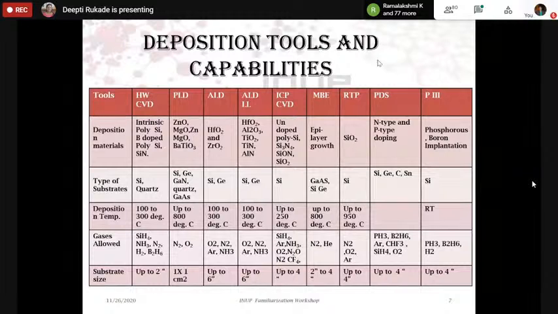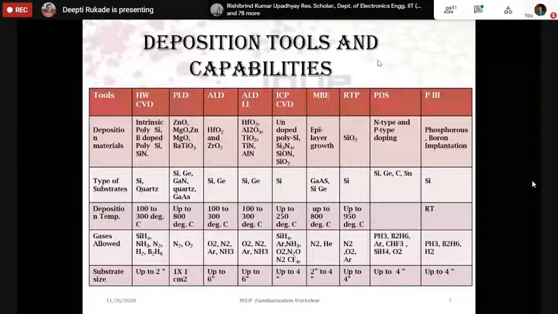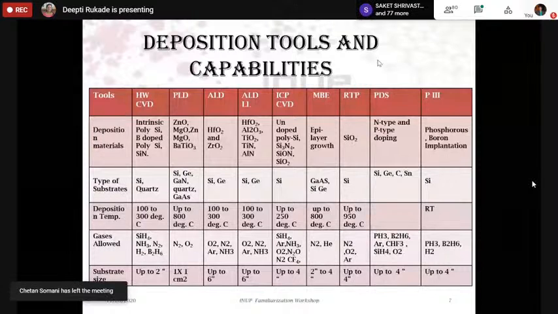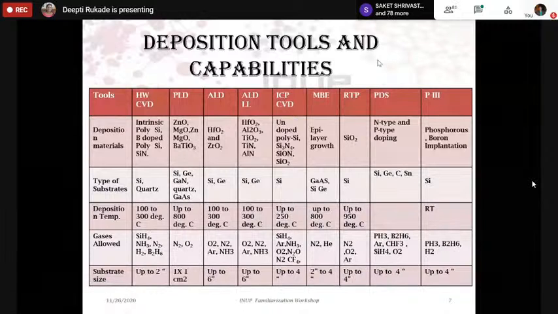For PLD, I would not say that this table covers all the materials that we use at IIT Bombay, but we have tried to put in a few materials. There is a series of materials that are allowed and used. I'll give you the link also, and I'll show you the details where you can find all the available and allowed materials. Moving ahead with ALD, we have hafnium oxide and zirconium oxide.